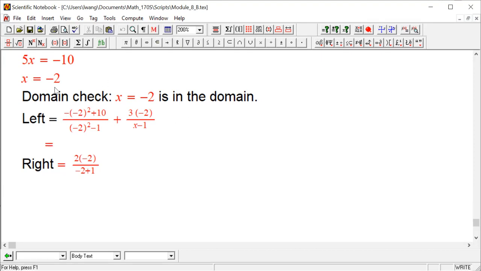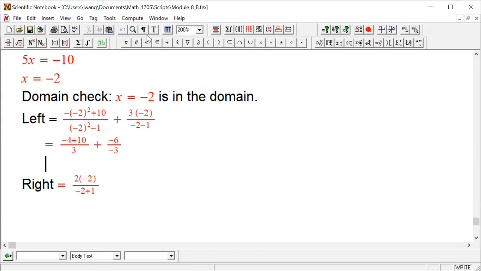On the left-hand side, we put the numbers in place. Negative of negative 2 squared: negative 2 squared is 4, and there's a negative sign there, so it's negative 4, plus 10. The denominator is 4 minus 1, which is 3. Plus, over here x is replaced by negative 2, so the numerator is negative 6 and the denominator is negative 3.